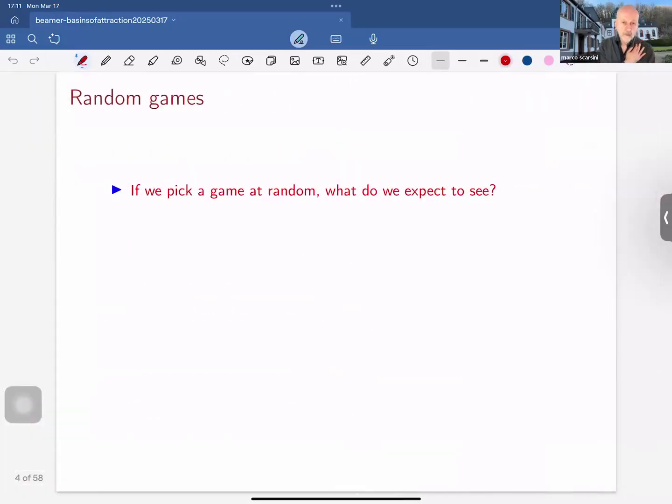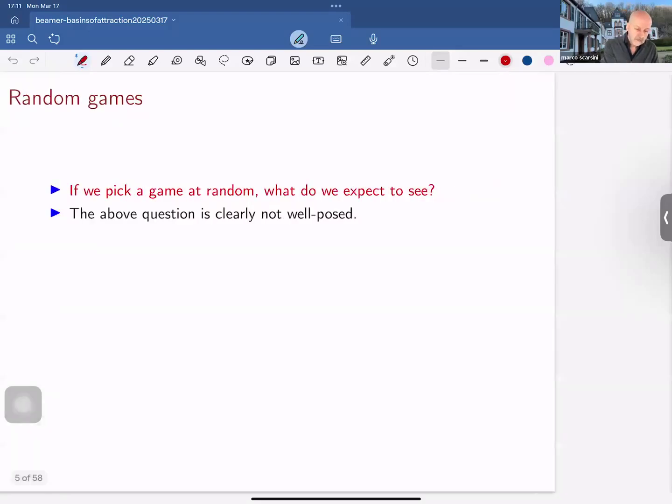So random games have been around for a long time, and basically they answer a question of this type. If we pick a game at random, what do we expect to see? The question is really not very well formalized. What do I mean? I pick a game at random. What do I expect to see?